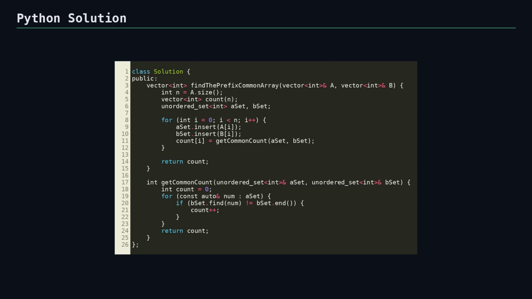Now, let's take a look at the code. We start by defining a class called Solution, with a method called findThePrefixCommonArray. This method takes two vectors, A and B, as input and returns a vector representing the prefix common array. We initialize two sets, A set and B set, to store the elements encountered so far in both arrays. We also initialize a count array, count, to store the prefix common array.